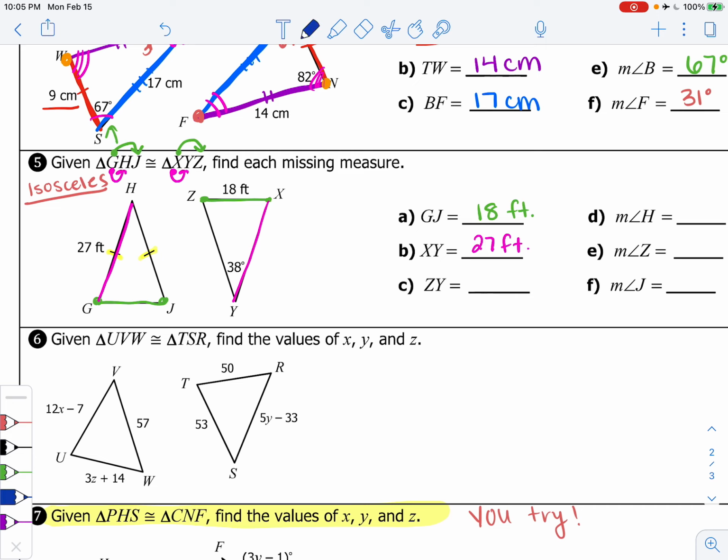All right, and now this very last one, ZY. Well, ZY must be congruent to JH. Now, I don't know for sure JH, it's not labeled, but I do actually know it for sure because in an isosceles triangle, these two sides are congruent, which means that HJ is also 27 since HG is 27. Now I know HJ, so now I can say that ZY must also be 27 feet.